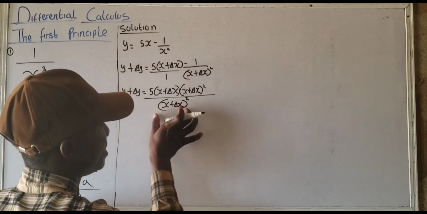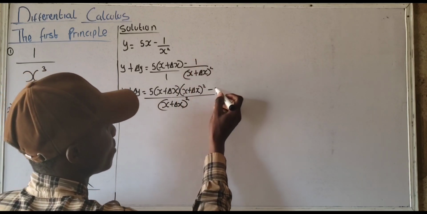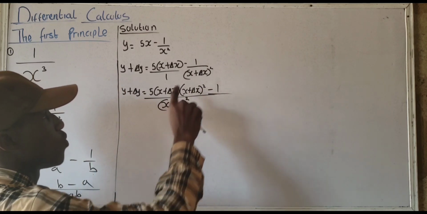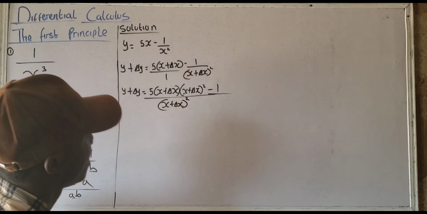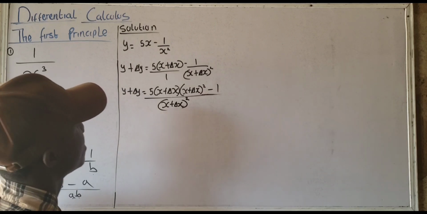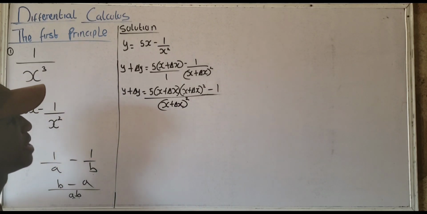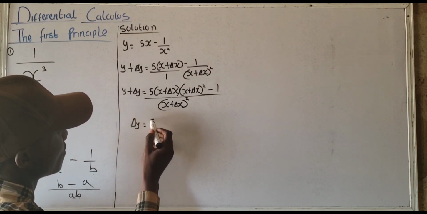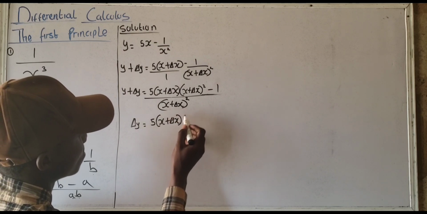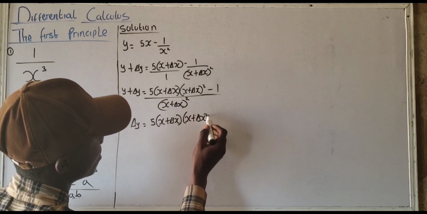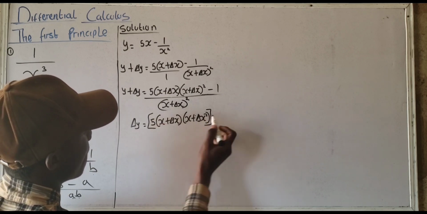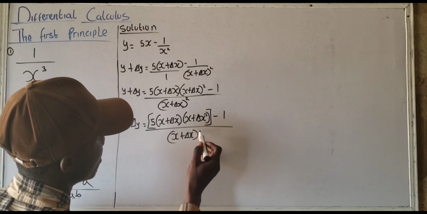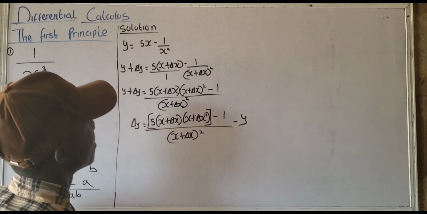Now let's proceed to the second aspect. This divided by this, that is 1. 1 times 1 is what? Minus 1. Okay? This negative sign is what you see here. And this divided by this will give us 1. 1 times 1 is what? 1. Okay? Now, having gotten to this point, the next step is that you have to make the delta y the subject of the relation. So I'm going to have delta y equals 5(x + delta x) multiplied by (x + delta x)² minus 1 all over (x + delta x)². Okay? Minus y.